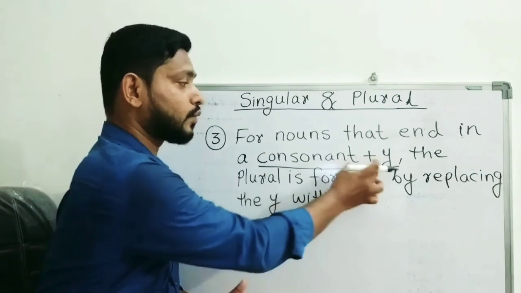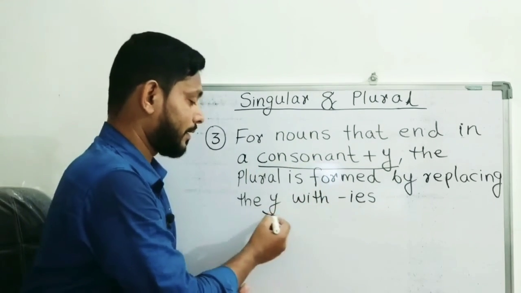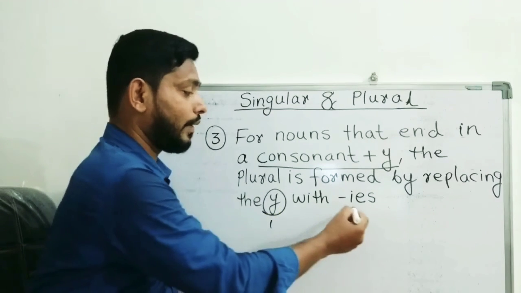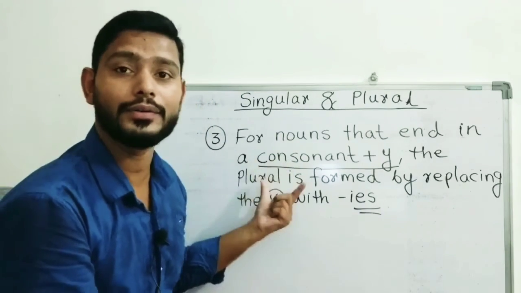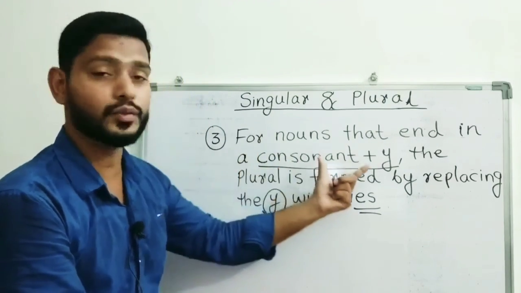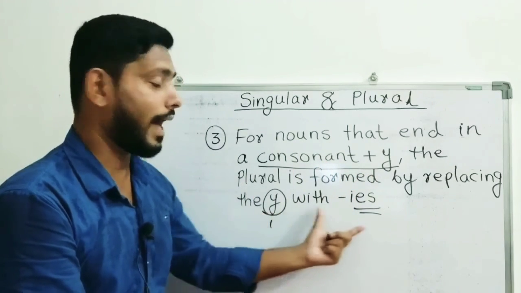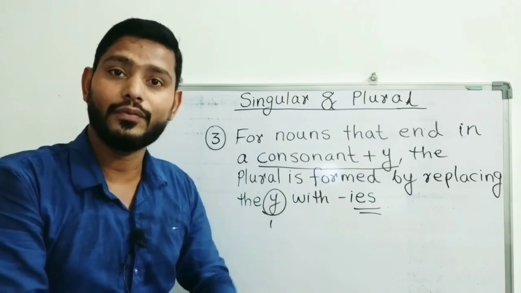So a consonant plus y combination will be changed by a particular rule, that is we have to replace y with ies. So this is something very important to remember, that a noun that ends with consonant plus y combination has to be changed by replacing y with ies. So let's see some more examples to make this concept very clear.